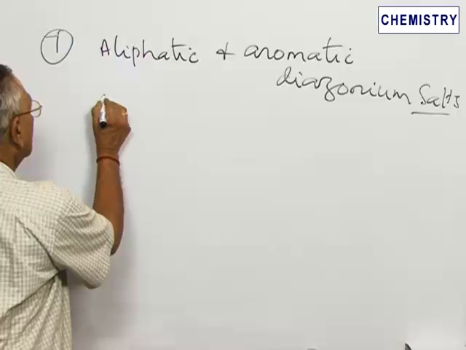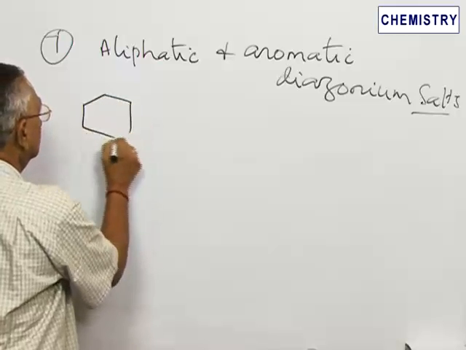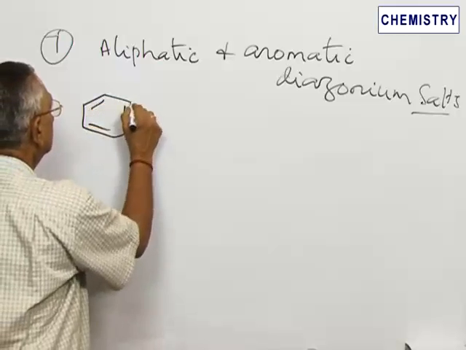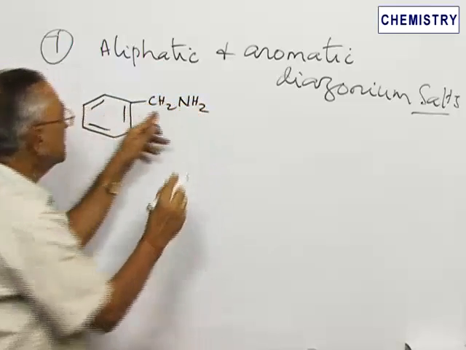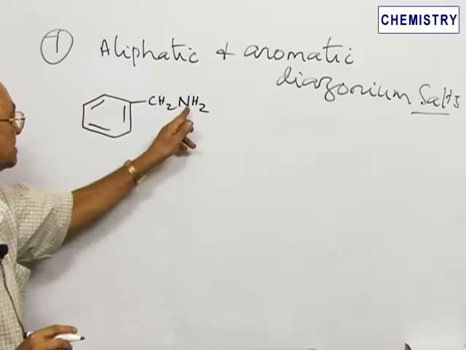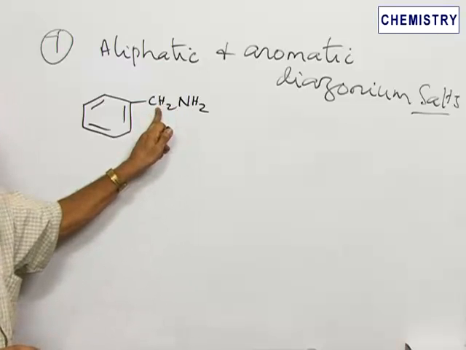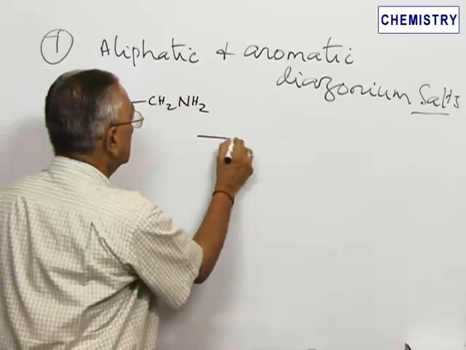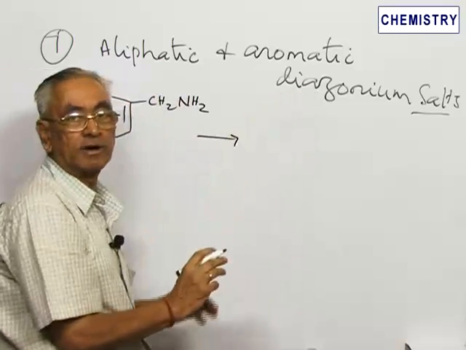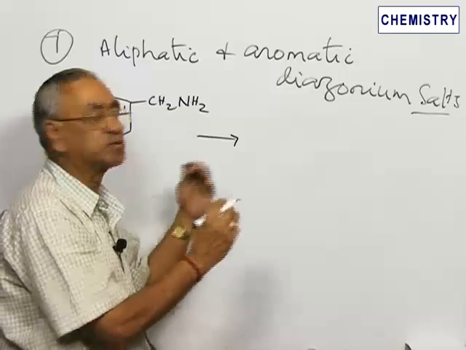As an aliphatic example, consider benzyl amine. Even though an aromatic group is present, this can be considered an aliphatic amine, because this NH2 is attached to a CH2 here, it is not directly attached to a ring. Now, do you know what is meant by a diazonium salt? A diazonium salt is obtained by treatment with sodium nitrite.